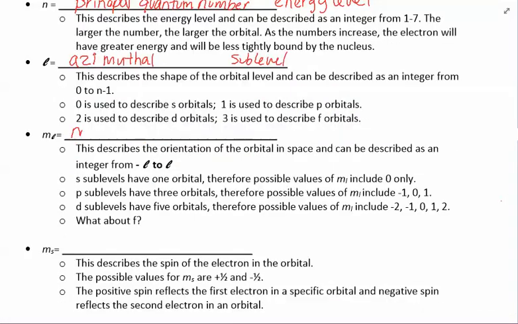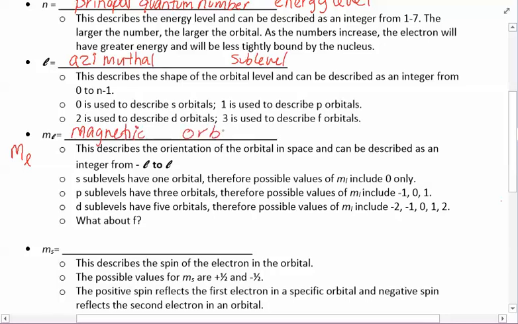The next one is m sub l, an m with a subscript of the script l. It's the magnetic quantum number. What this is describing is the specific orbital. Just like before, we didn't really have a term to describe each orbital. Now we do. Now we have a specific numerical value describing each orbital within the sublevel.